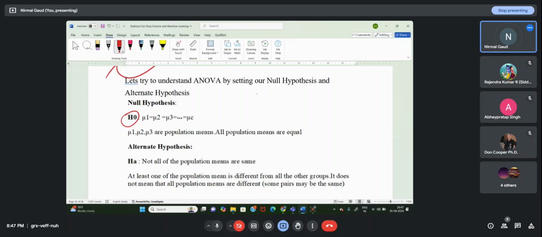And the null hypothesis says that the mean of each and every sample is equal. All population means, all sample means are equal. This is the null hypothesis.